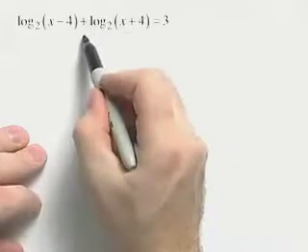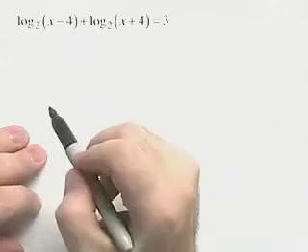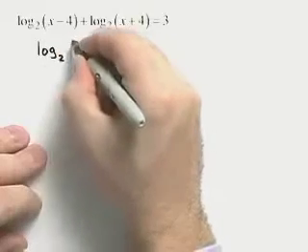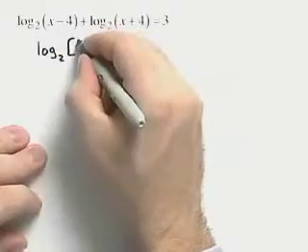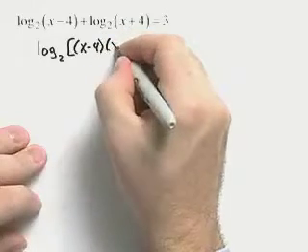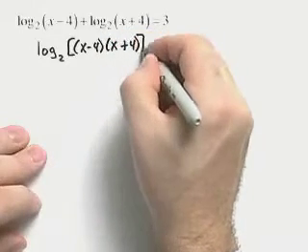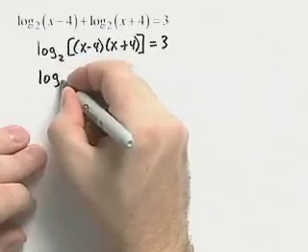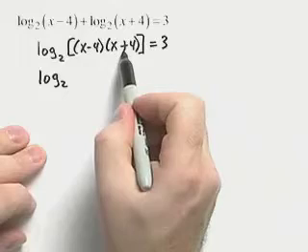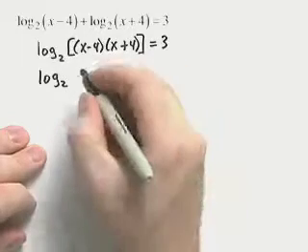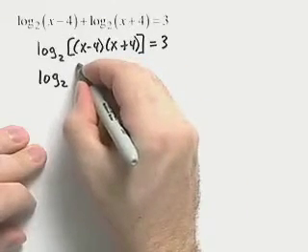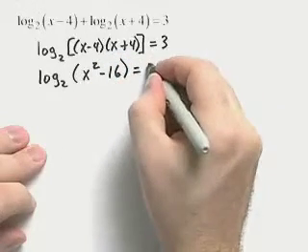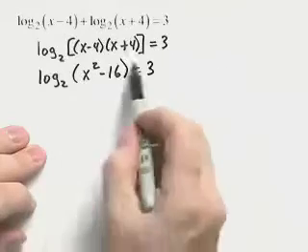In particular, we're going to use the product rule since we have the sum of two logs with the same base. So we can rewrite this as log base 2 of the product of these two insides, (x minus 4) times (x plus 4), and that has to equal 3. I'm going to clean that inside up a little bit. (x minus 4) times (x plus 4) is a special form: the difference of two squares, x squared minus 16. That equals 3.